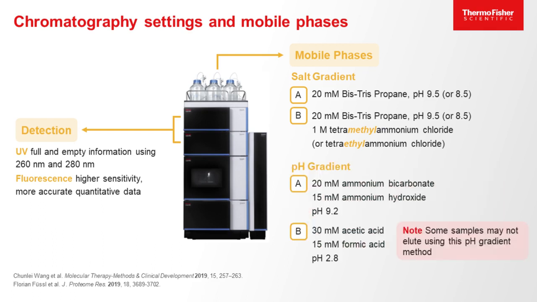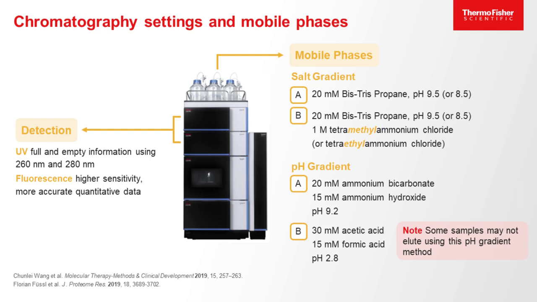For pH gradient, here are mobile phases we found to separate full and empty particles well. Mobile phase A, pH is 9.2, and mobile phase B, pH is 2.8. So if you run 100% A to 100% B, you would get a pH gradient from 9.2 to 2.8. Once you run that and figure out where your sample elutes, you can shallow the gradient to get better separation.